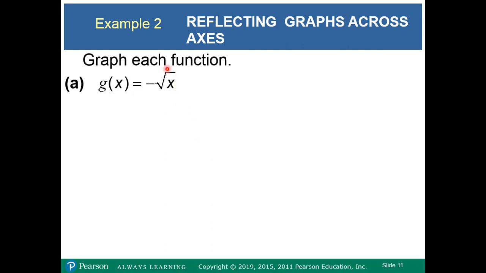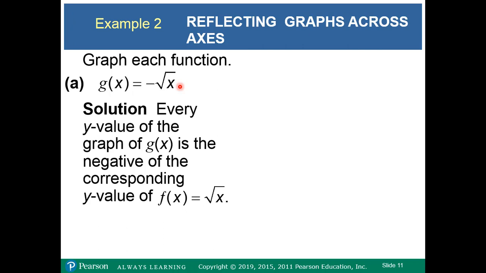And so if we want to do this, here we have negative square root of x. So we know what the basic square root function looks like, right? But now we're going to take all of those values and take the opposite of them. So what are we doing? We're taking all the y values and taking the opposite of them. We're reflecting the square root function across the x-axis because we're taking all the positive values of y and making them negative. Any negative values of y, we're making them positive. Okay? And so that's what we're doing.